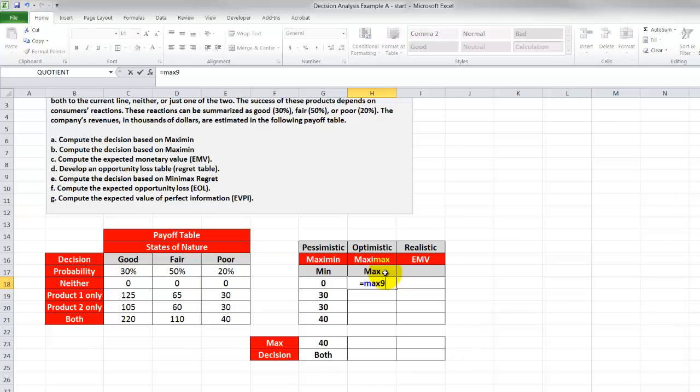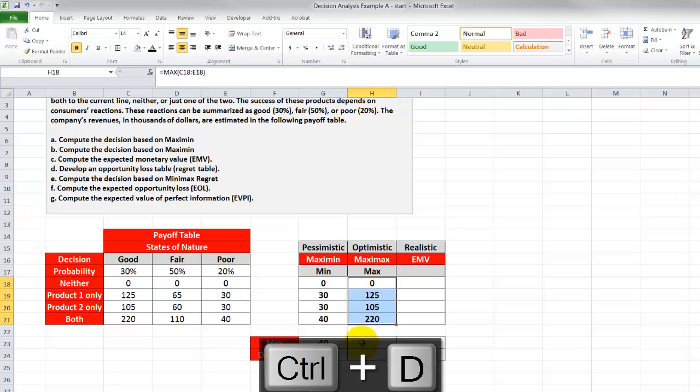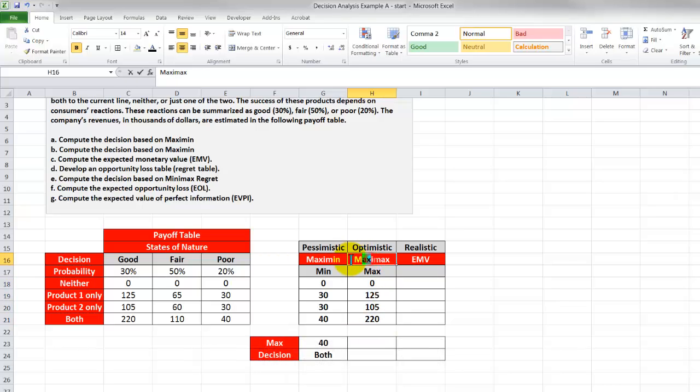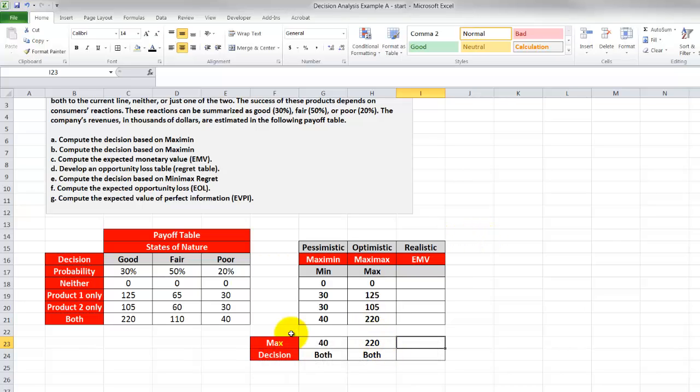The maximum will be calculated of the 3 states of nature for this decision outcome, neither, which of course is 0. Let's fill this formula down. And now we're ready to calculate the maximum of the maximums. So let's try to identify that. Max of these four values is 220. 220 relates to the decision of both again. So it seems so far that regardless of the pessimistic or the optimistic strategy, the data is telling us that we are better off actually choosing to enter both product lines.